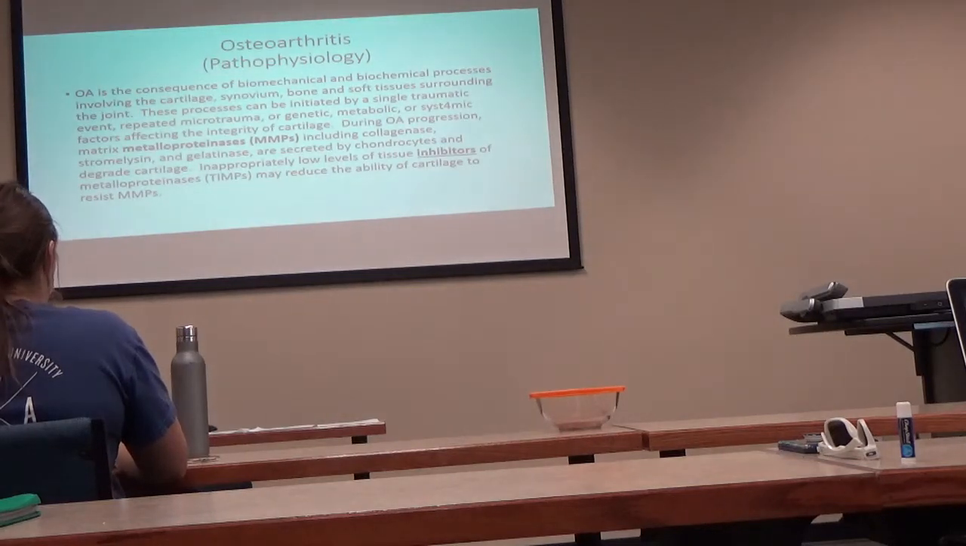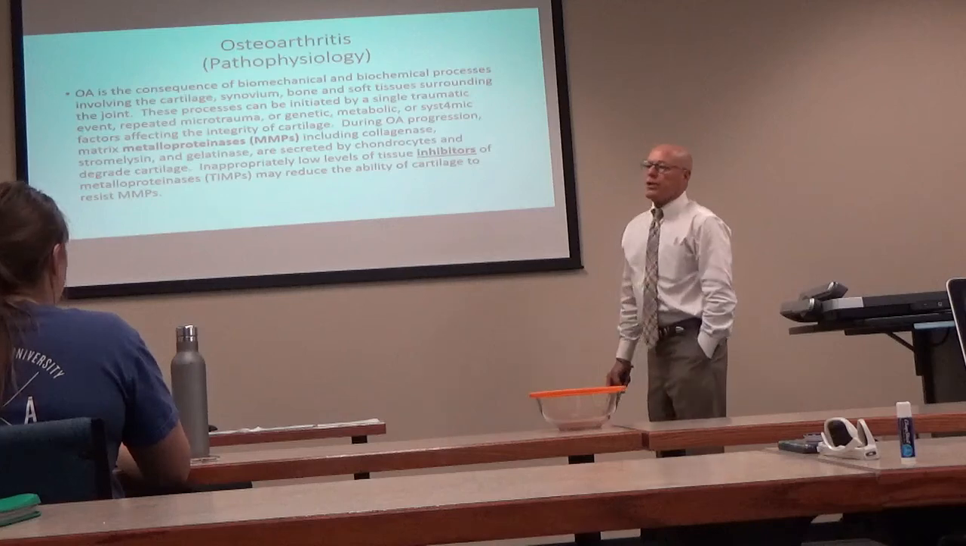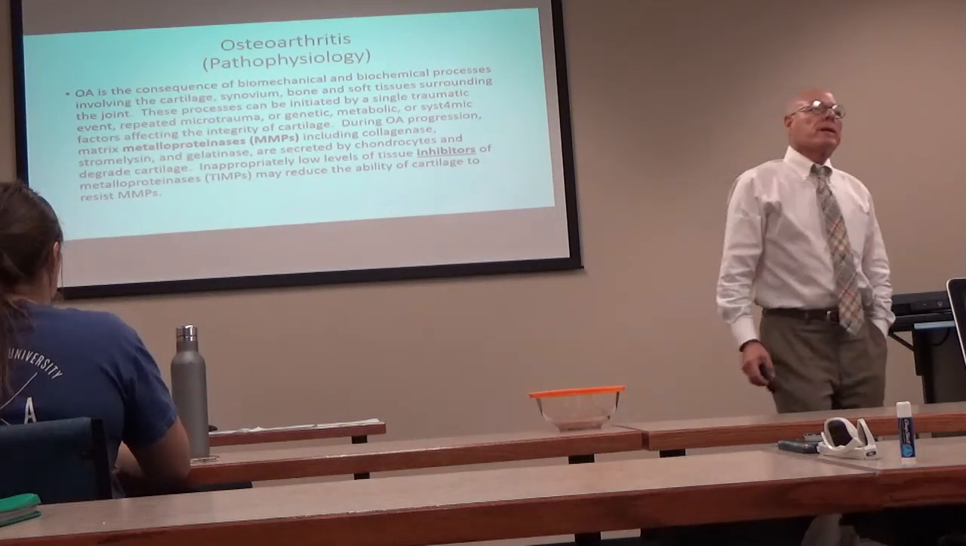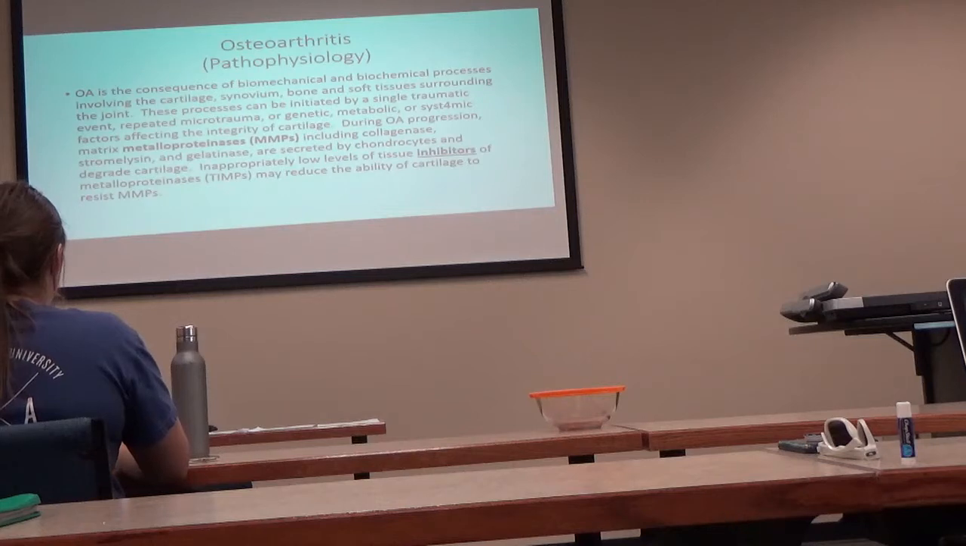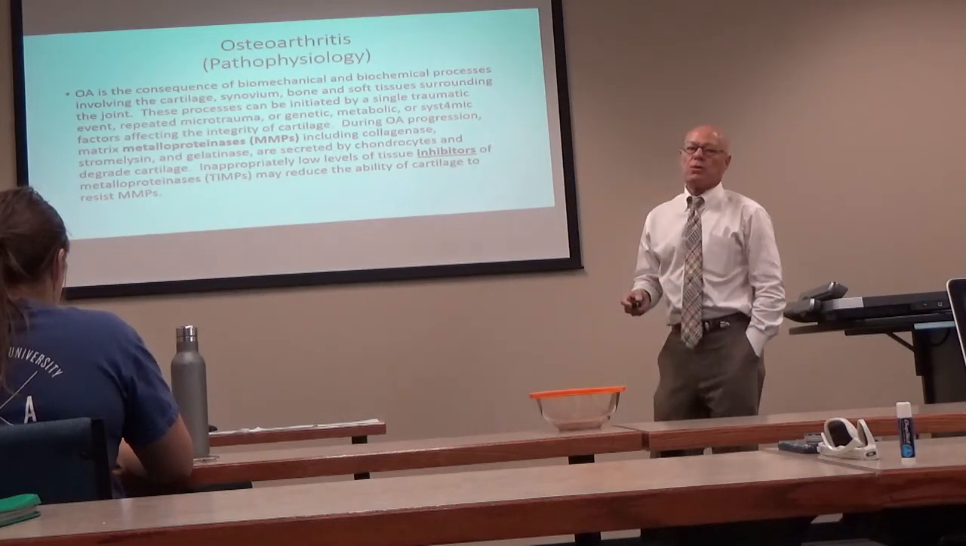So let's talk about osteoarthritis. This is a real pathophysiology slide. So osteoarthritis, we commonly call wear and tear arthritis. If you ask a clinician, what is osteoarthritis? They'll say, oh, you know, that's the wear and tear arthritis. What do you mean by that? Well, that's what you get when you get older. And that's kind of true. It's the consequence of biochemical and biomechanical processes involved in cartilage, synovium, bone, and soft tissues surrounding the joint.